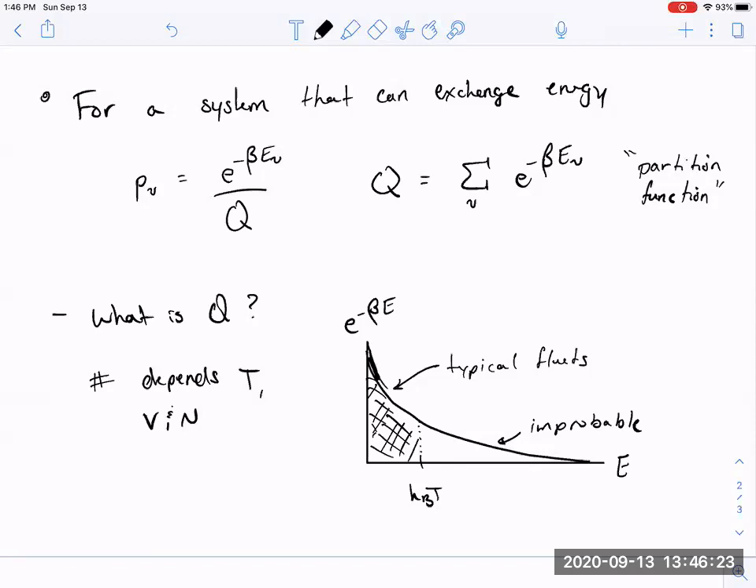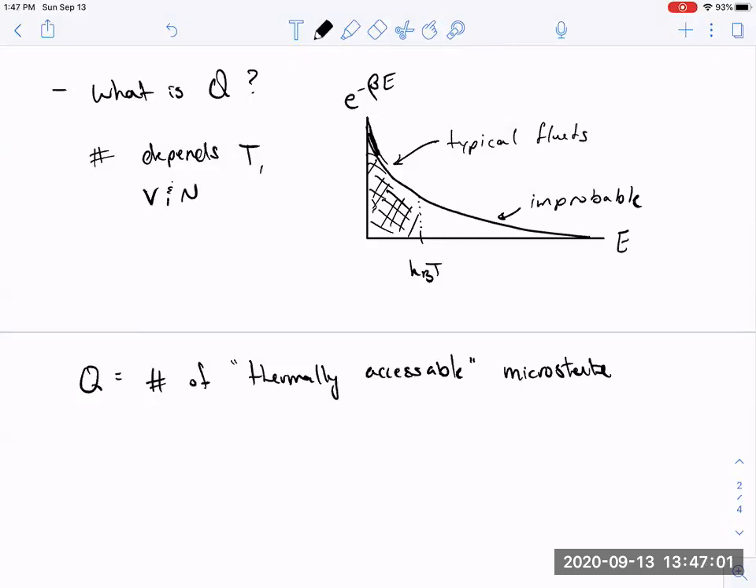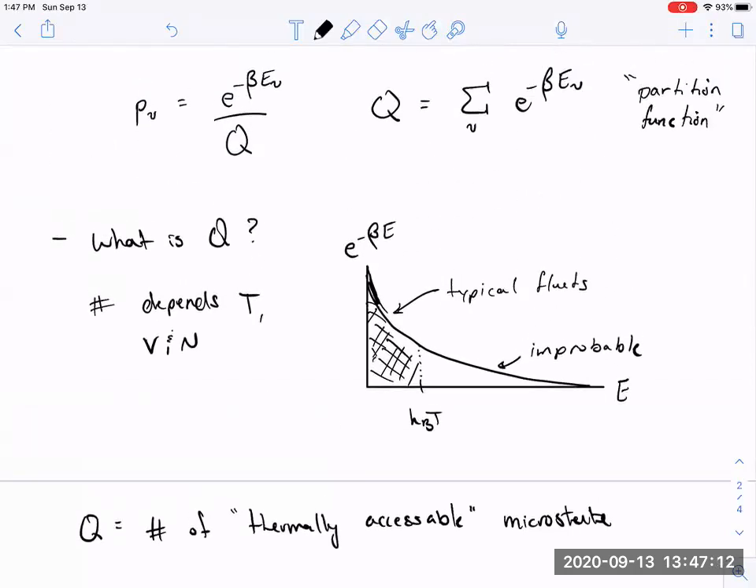of typical microstates. Another way to say that would be to say that Q counts the number of thermally accessible microstates for a given temperature, which parameterizes Q, summing over all microstates weighted by those Boltzmann factors. It essentially reports on how many microstates are likely to have been occupied. Okay, so again, Q is just a number. It has no units. It's defined just through that sum, and it sums up, loosely speaking, the total number of microstates that are typical.